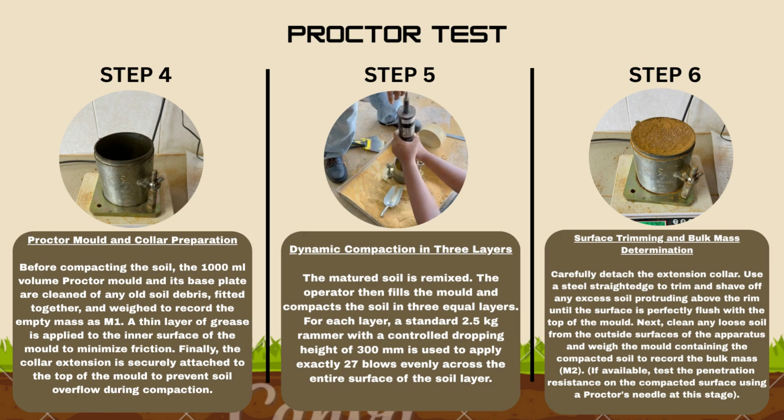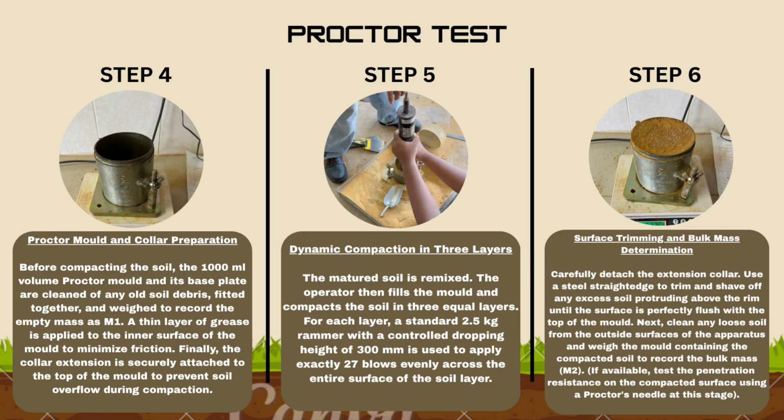For each layer, a standard 2.5 kg rammer with a controlled dropping height of 300 mm is used to apply exactly 27 blows evenly across the entire surface of the soil layer. Step 6. Surface trimming and bulk mass determination.